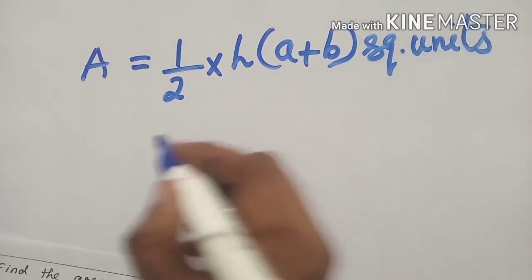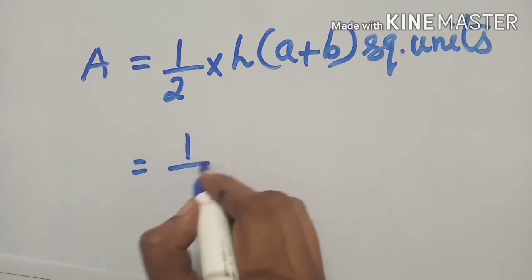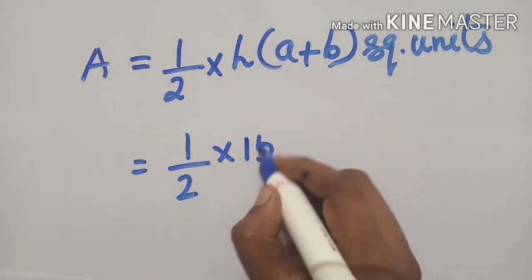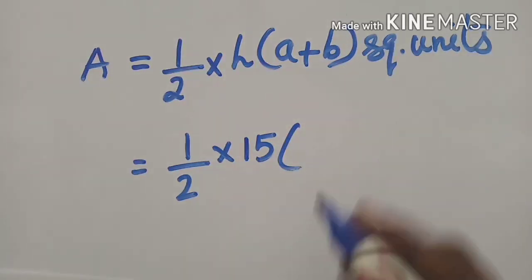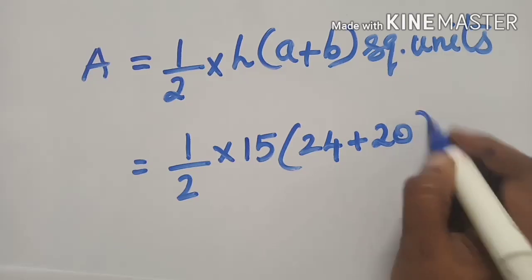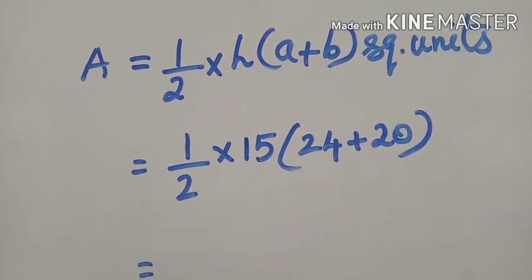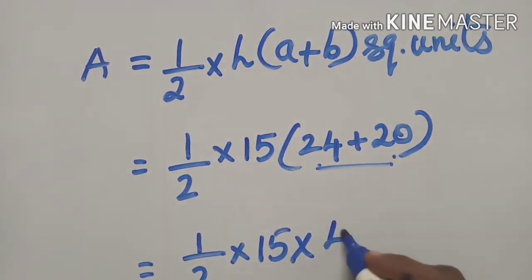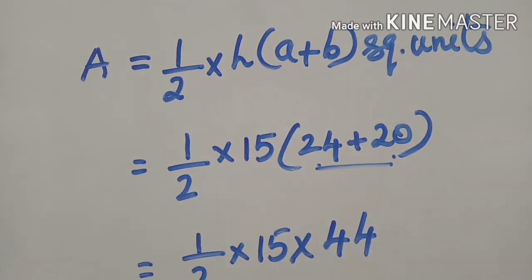Right. This is equal to 1 by 2 as it is, into height. What is the distance between two parallel sides? 15 centimeter. 15 into parallel sides A plus B, 24 plus 20. This is equal to half into 15 into, add these two numbers first. 24 plus 20, 44.